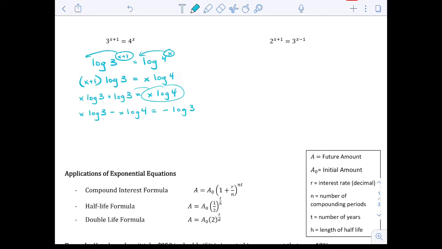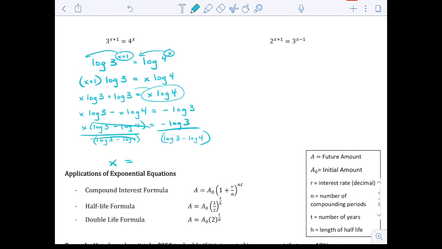Now on the left side, I have an x in both terms, so I'm going to factor it out. Common factor it out. And the right side's going to stay the same. And now I have x times that bracket. I want x by itself, so I'm going to divide both sides by that bracket, log 3 minus log 4. I'm going to do that to both sides, log 3 minus log 4. So that leaves us with just x on the left side because these canceled out.